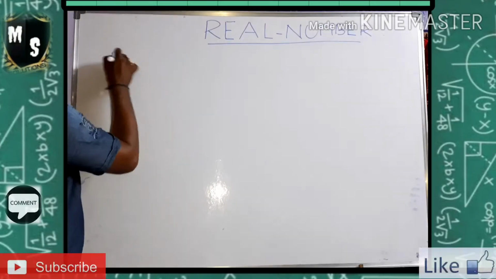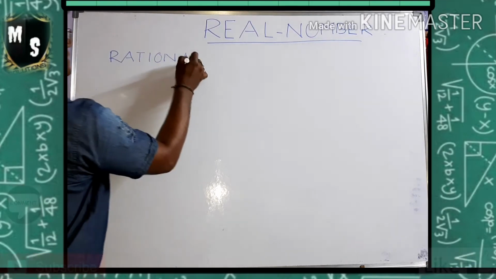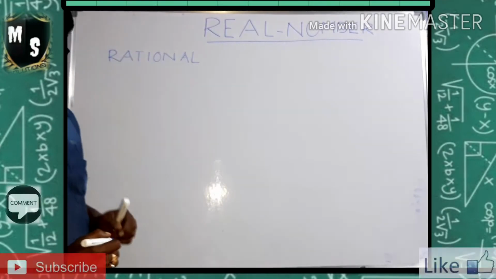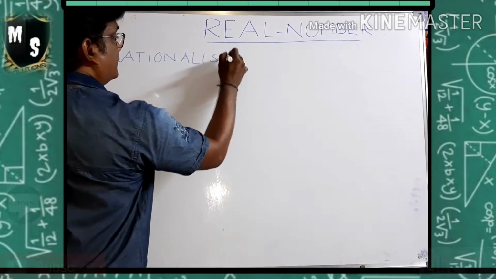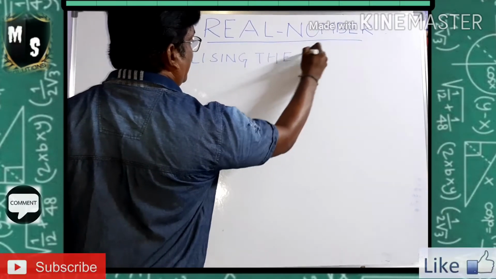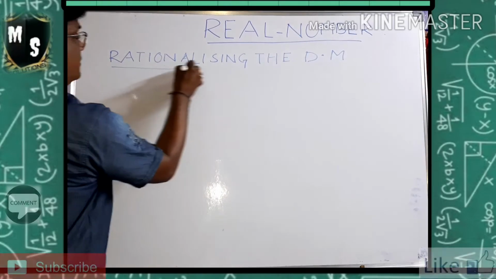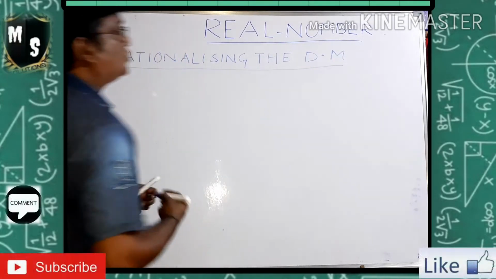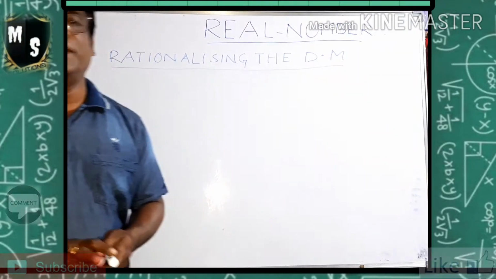Rationalizing the denominator. DM, I am writing DM for denominator. So we are going to show the denominator in a rational form. You should not show the denominator in an irrational form.